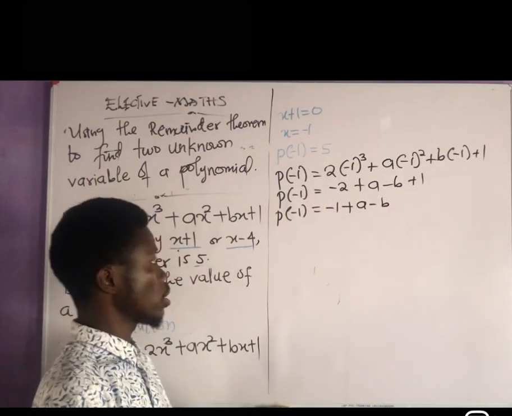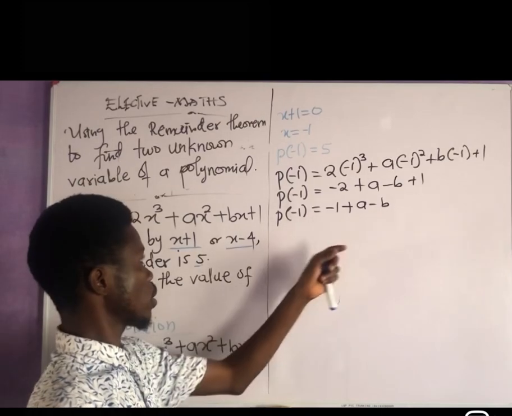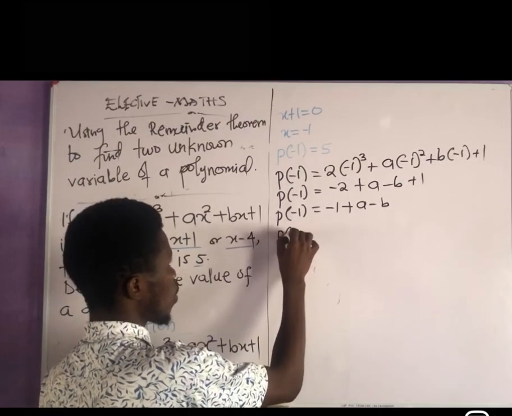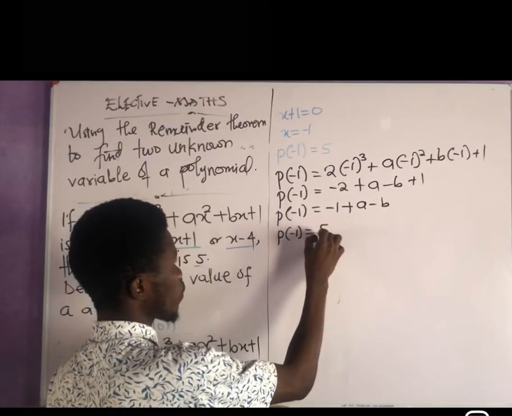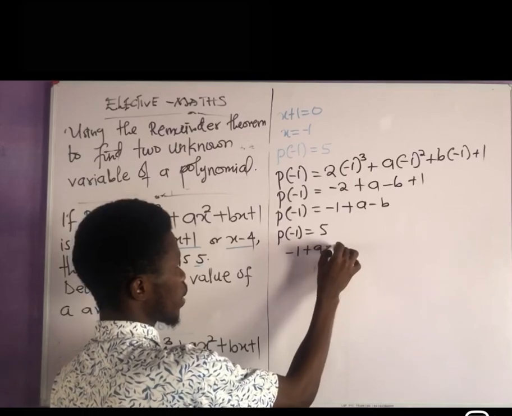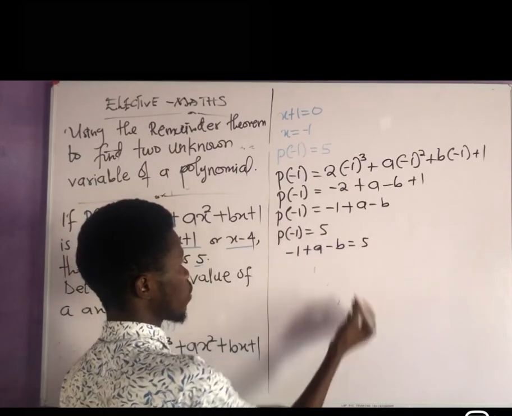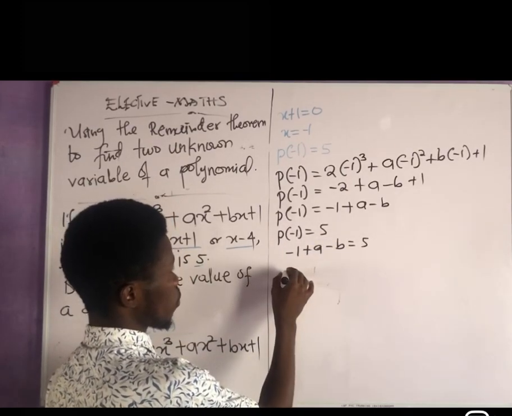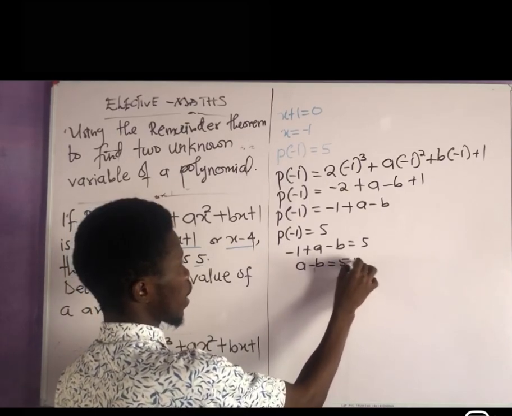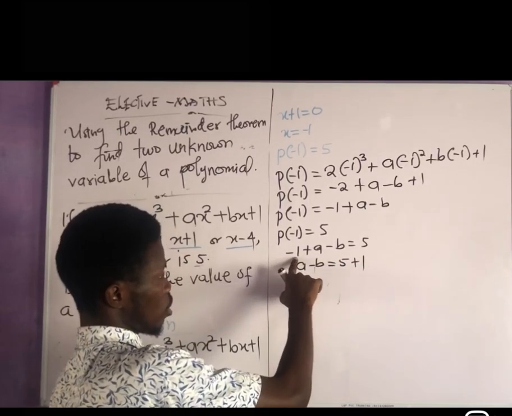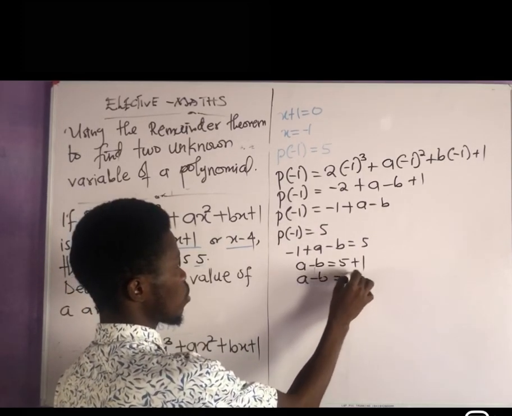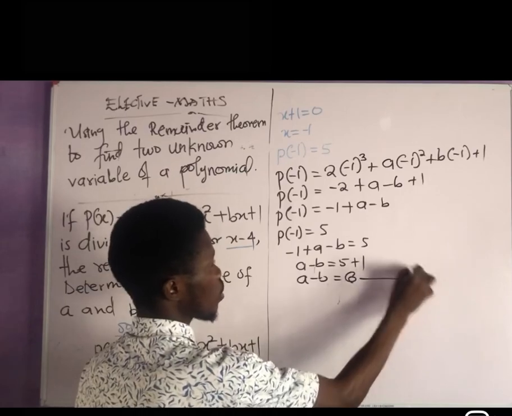Is that alright? So from this point, we are saying that p of -1 equals 5. So it means that -1 plus a minus b is equals to 5. Therefore, a minus b will be equals to 5 plus 1, because this is negative. So when you send it here, you become positive. So a minus b equals 6. So we name this one as equation 1.